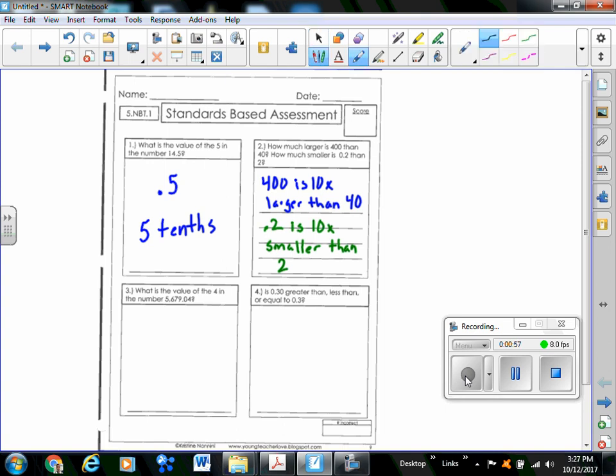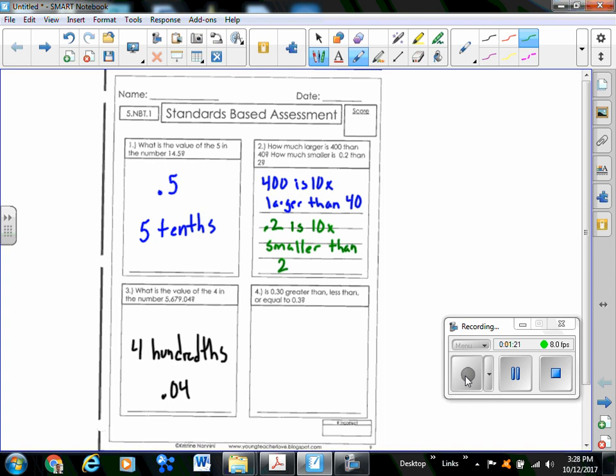Number 3, what is the value of the 4 in the number? The value of that 4 is in the hundredths place, so we would have 4 hundredths, or decimal point 0.04.